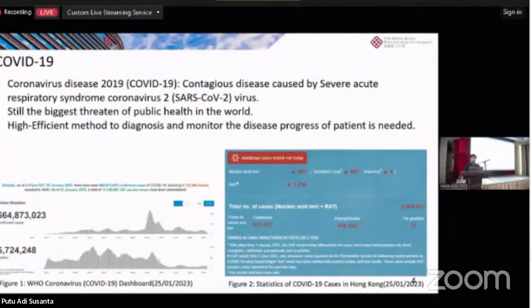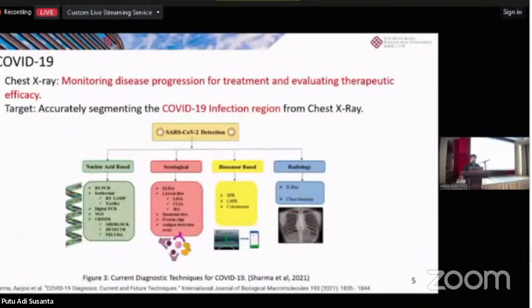In fighting COVID-19, we found that highly efficient methods to diagnose and monitor the disease progress of patients are needed, given the shortage of radiologists and doctors. We find that chest X-ray is a good way to monitor the disease progress for treatment and evaluate the therapy efficiency. Therefore, our target for applying automatic technologies to chest X-ray is to accurately segment the COVID-19 infection regions from chest X-ray images.